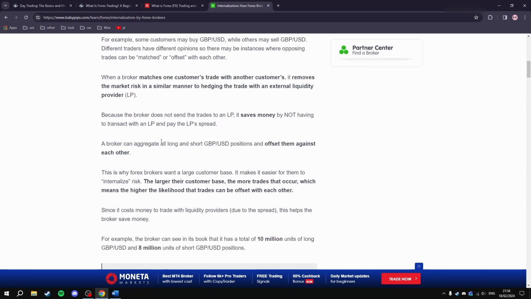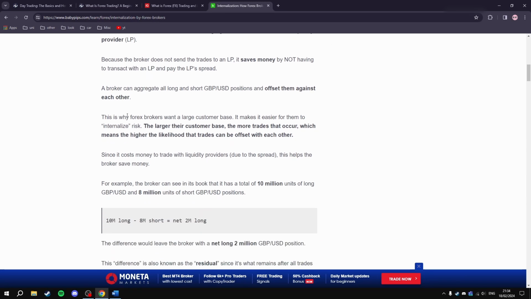A broker can aggregate all long and short GBP/USD positions and offset them against each other. This is why Forex brokers want a large customer base. It makes it easier for them to internalize risk. The larger their customer base, the more trades that occur, which means the higher the likelihood that trades can be offset with each other. Since it costs money to trade with liquidity providers due to the spreads, this helps a broker save money.